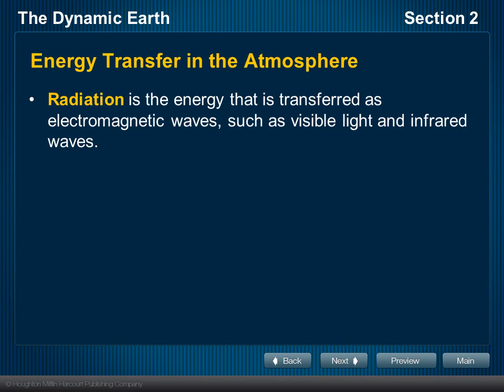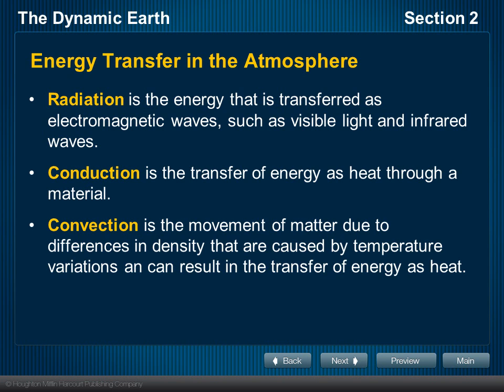Now, how does energy transfer in the atmosphere? We've talked a little bit about energy, and this is going to have a connection to weather and some other points. There's three things I want us to see: radiation, conduction, and convection. Radiation is the energy that is transferred as electromagnetic waves such as visible light and infrared waves. Let's just define these guys.